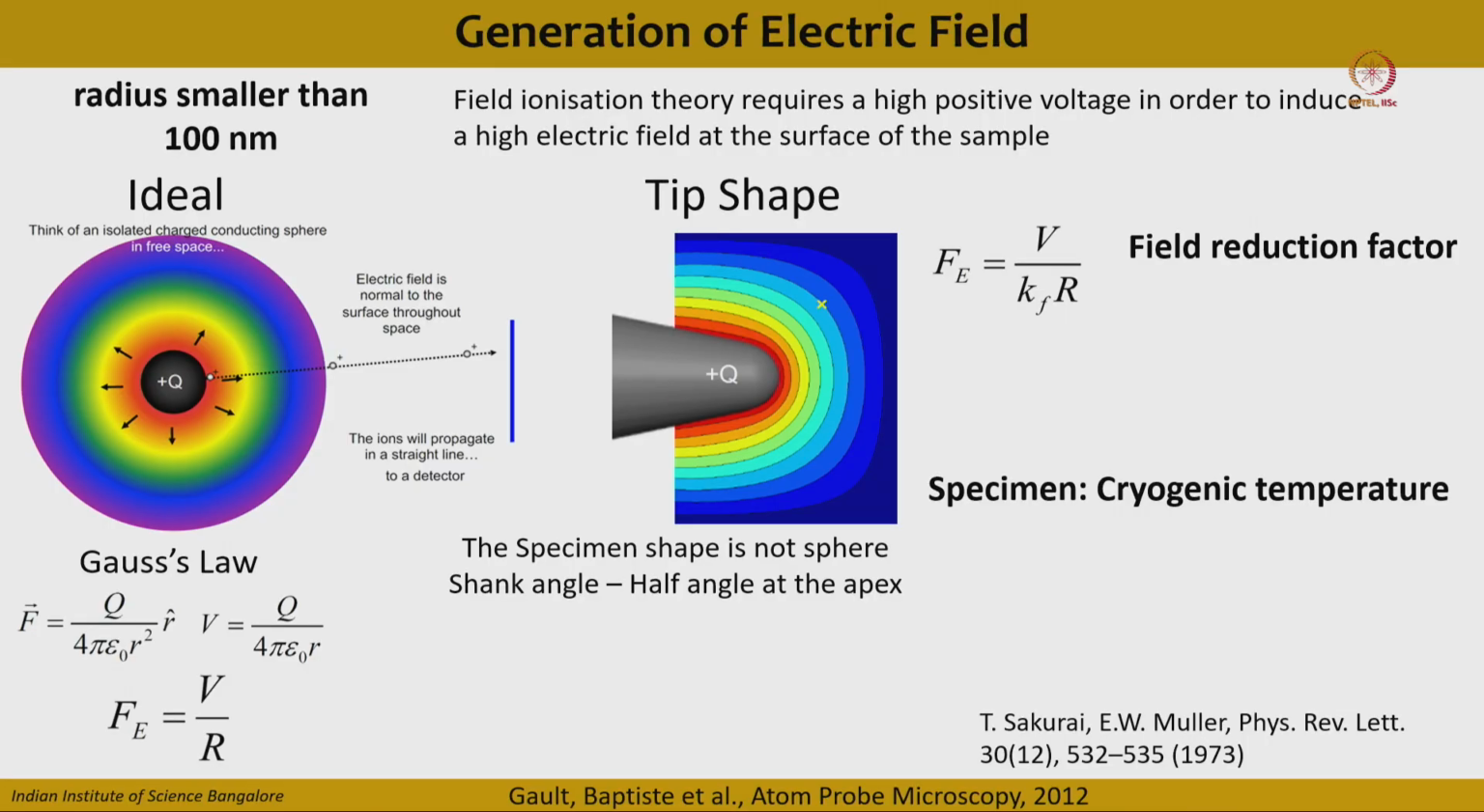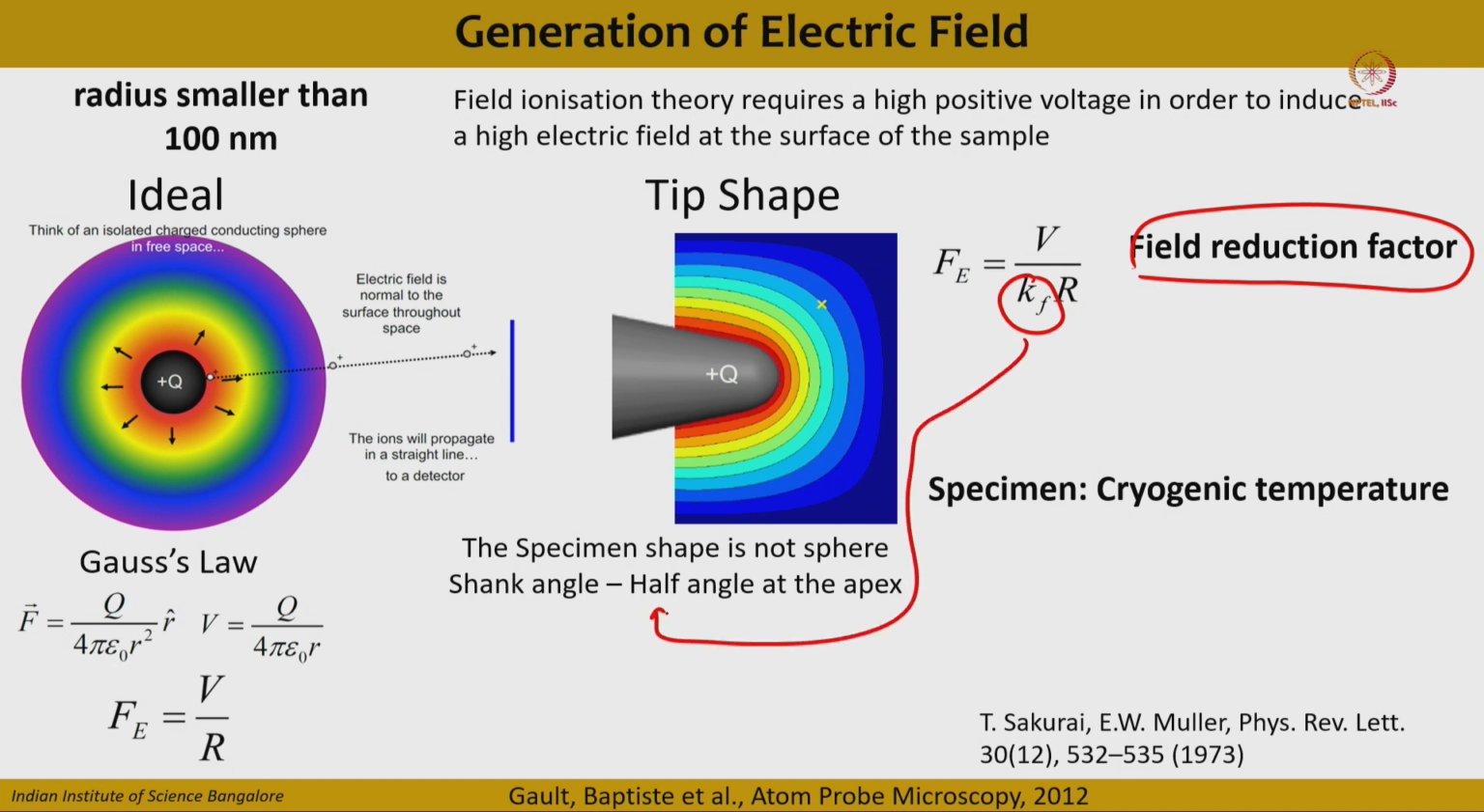As you see in the slide, we have defined the field reduction factor Kf, which directly depends upon the shape of the tip, especially the shank angle. Shank angle is nothing but the half angle at the apex of the atom probe or the needle specimen, correct. As the shank angle is lower, the distribution of electric field is denser at the needle specimen, so your Kf will be reduced, fine.